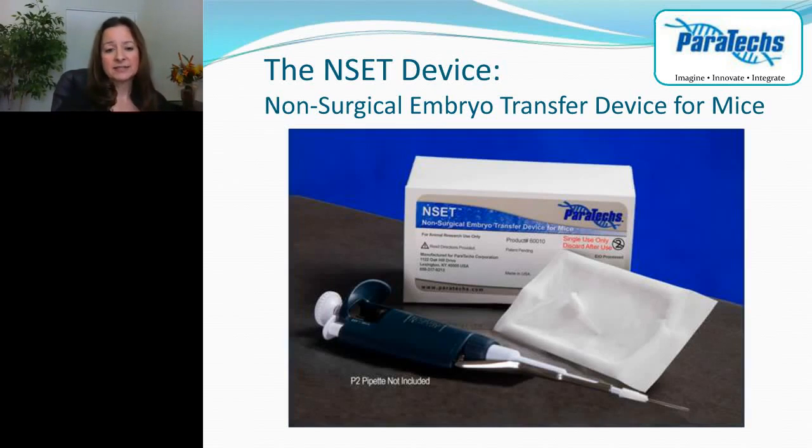This is a picture of the NSET device, and the NSET device is a Teflon catheter attached to a hub, which then attaches to a P2 pipette, which is used then for delivery of specified volumes of liquid. And as you can see here, it is individually packaged and ethylene oxide treated so that it can be used in sterile environments. And this device actually also comes with 2 specula in the ethylene oxide treated package, which the use of those specula we'll be talking about in a minute.